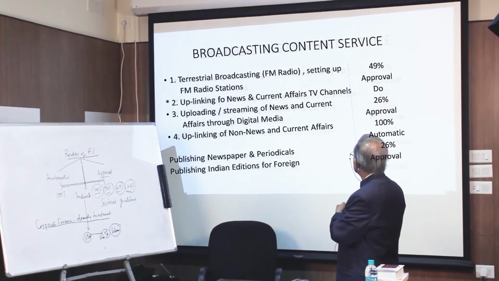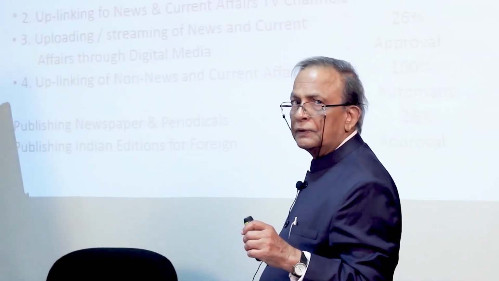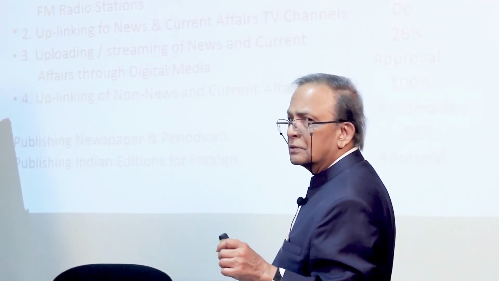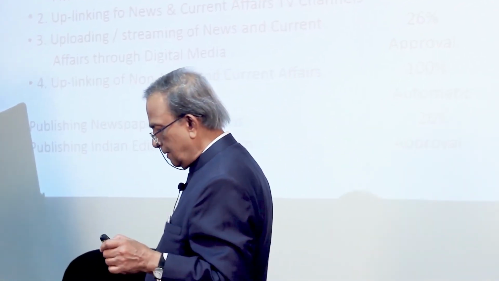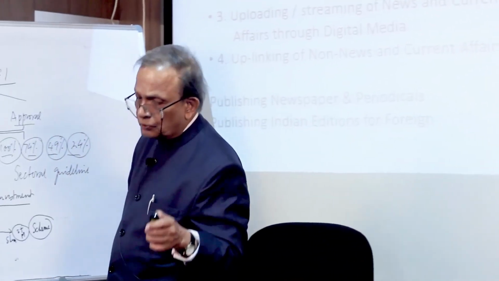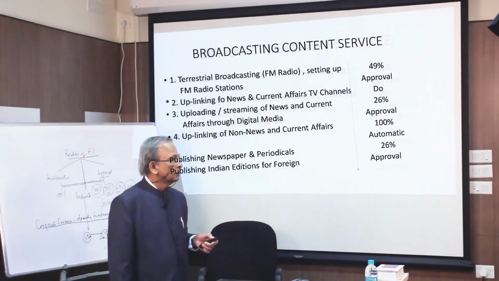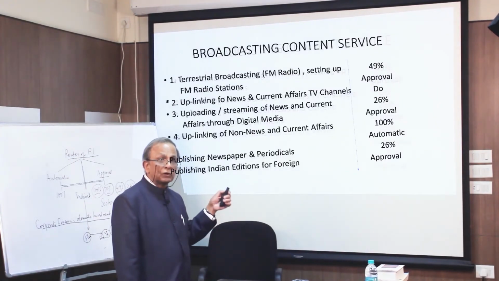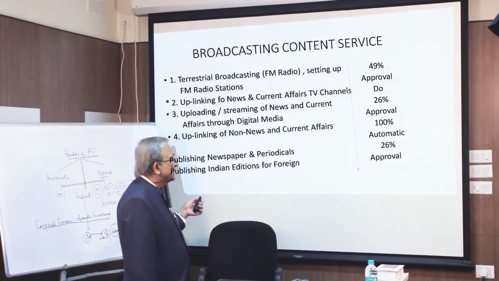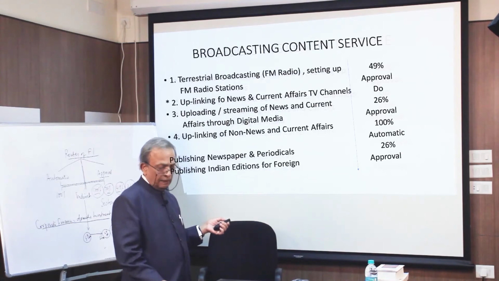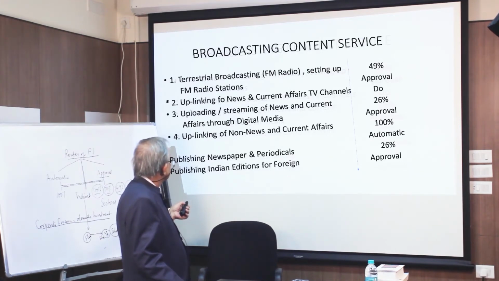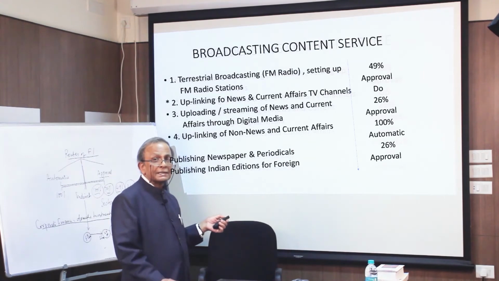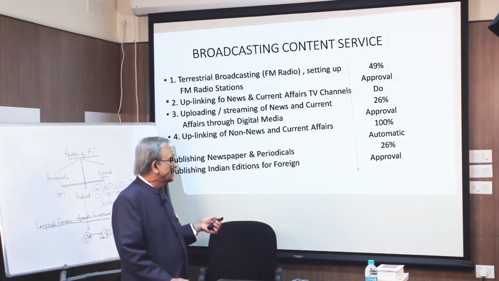Uplinking of non-news and current affairs, that is 100%. If it is non-news and non-current affairs, so if you want to publish say our Prime Minister's opinion about the Ukraine war, that is news. So there it is 26% and you have to take approval, then only you can publish it. But if it is nothing to do with that, it is only non-news, then in that case it is 100% automatic route. Publishing newspapers and periodicals of Indian editions, foreign newspapers, but Indian editions. Say Observer, if you want one issue of the Observer published in India, then 26% with approval route.